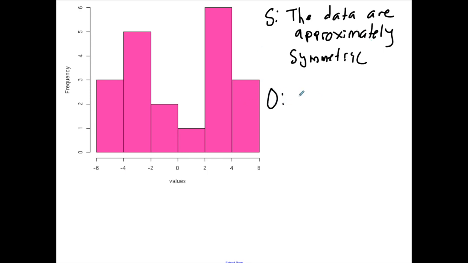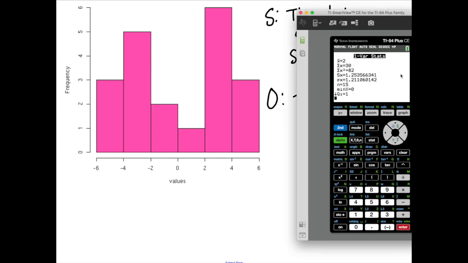I think we can agree here that there are definitely no outliers. There's no numbers way off in either direction. And remember, with a histogram, you'd see a number way off with a really low bar, right? Just one thing way off. So we're going to use the mean. So let's pull up our graphing calculator, and this was some statistics I did earlier.